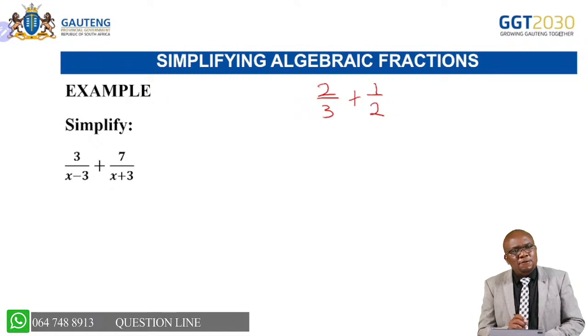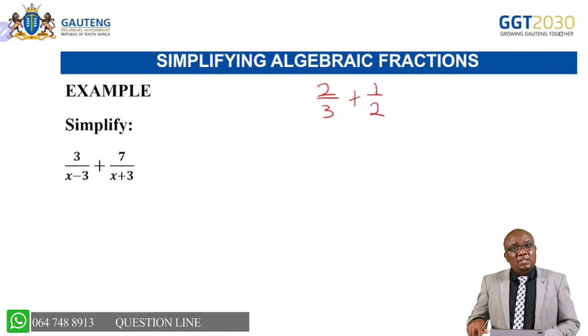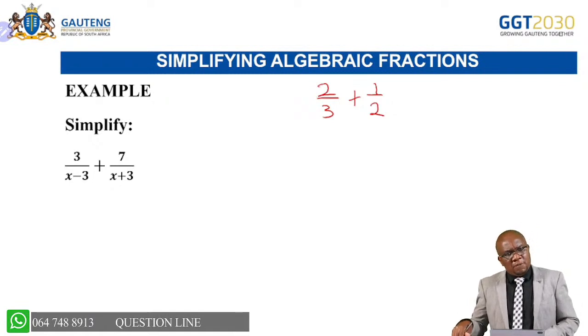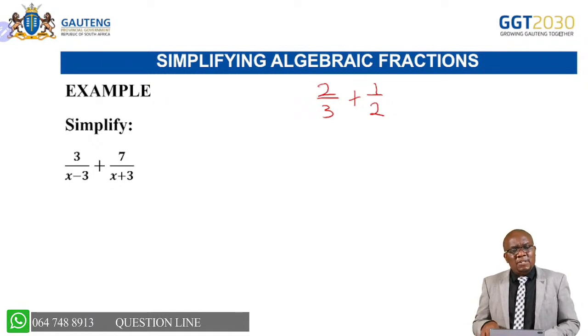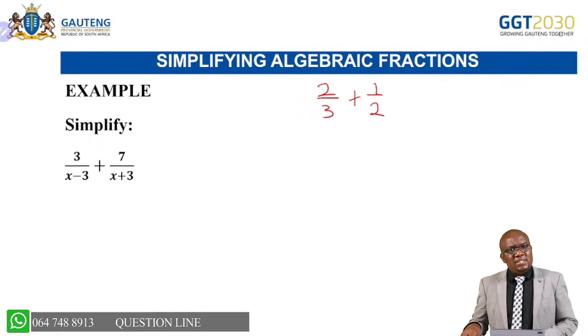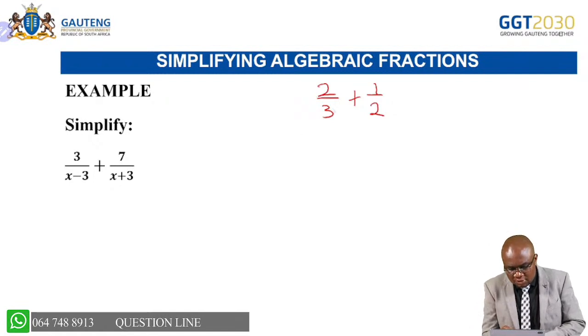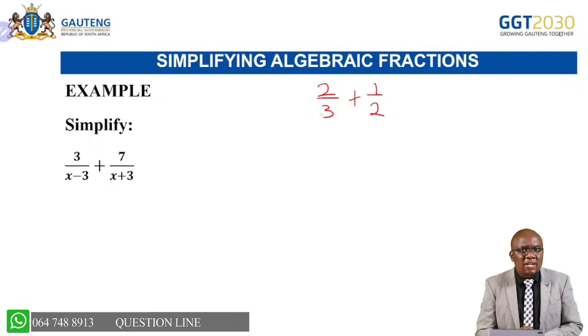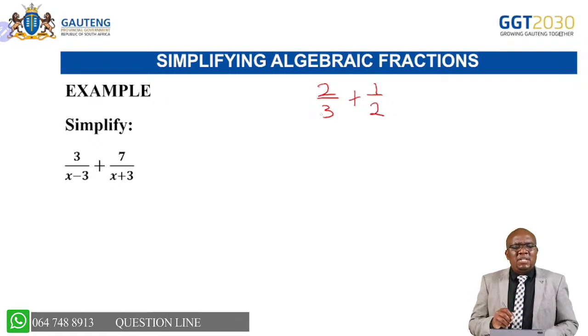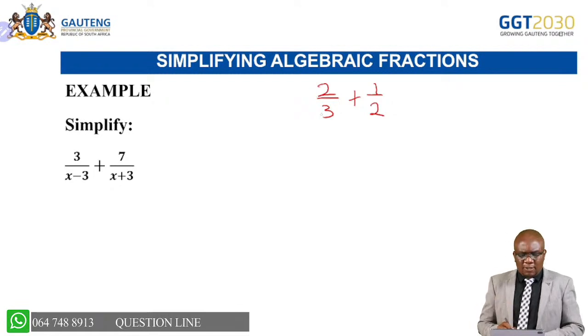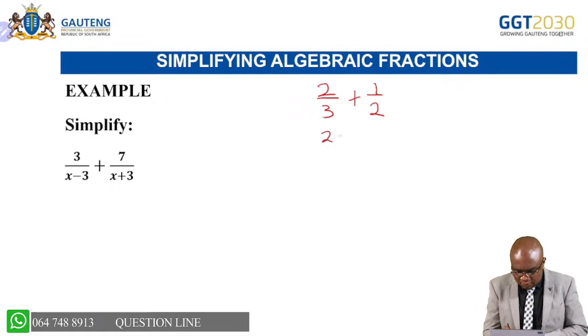Right, we have to find the LCD here, the lowest common multiple. Remember, the lowest common denominator is actually the lowest common multiple. What is the lowest common multiple of 3 and 2? It is 6. So what must we do to this 3 to get 6? We must multiply it by 2. But if we multiply the denominator by 2, we must multiply the numerator by 2. So it's going to be 2 times 2 over 3 times 2.